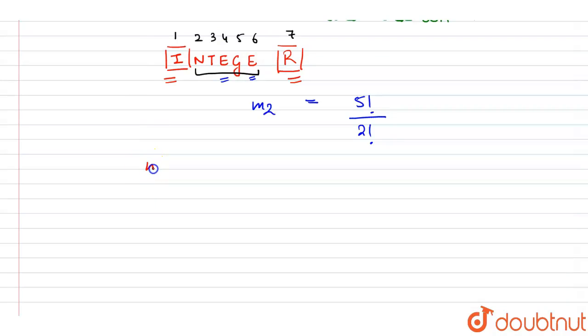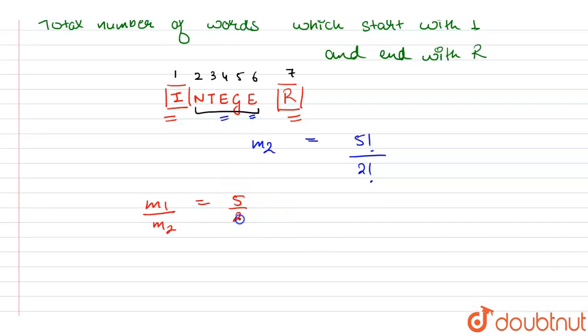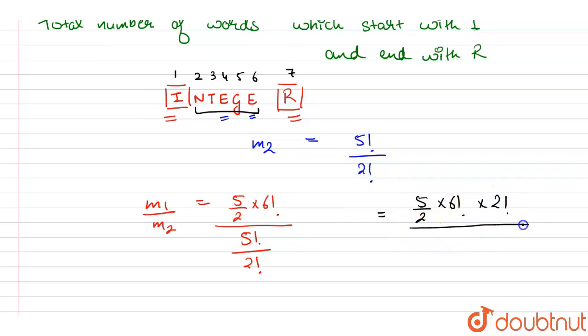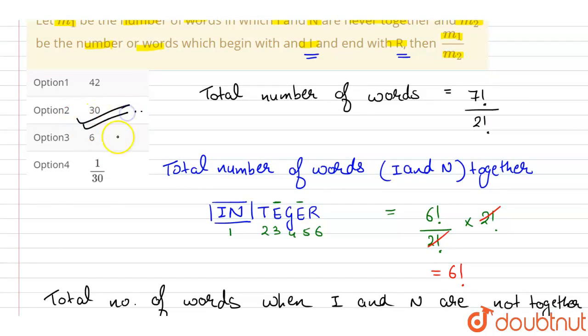We need to find out the value of m1 divided by m2. The value of m1 which we found was 5 by 2 into 6 factorial. So this will be 5 by 2 multiplied by 6 factorial divided by 5 factorial divided by 2 factorial. If we simplify, this is 5 by 2 multiplied by 6 factorial multiplied by 2 factorial divided by 5 factorial. This can be further simplified and will be equal to 6 multiplied by 5, which is 30. So the value of m1 by m2 is 30, and if we see in our options, the second option is the correct answer.